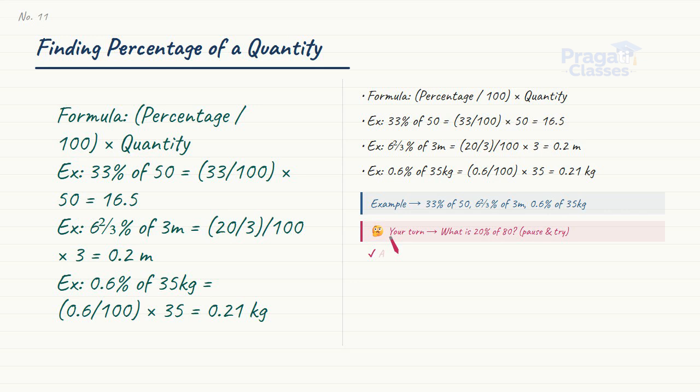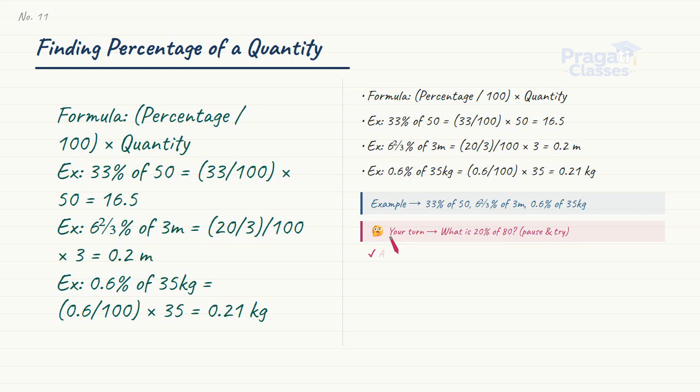33% of 50. We write 33 over 100 and multiply by 50. 33 divided by 100 is 0.33, times 50 gives 16.5. Next, 6 2/3% of 3 meters. Change the mixed number to 20 over 3, put it over 100, and multiply by 3. That's 20 over 300 times 3, which is 60 over 300, or 0.2 meters.